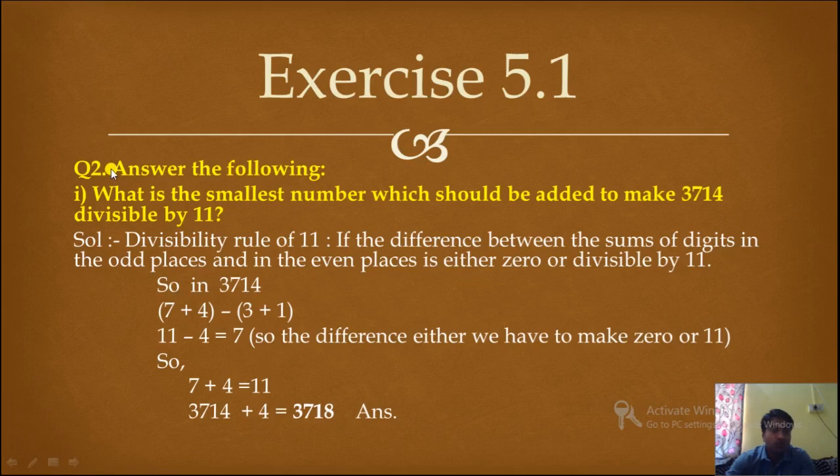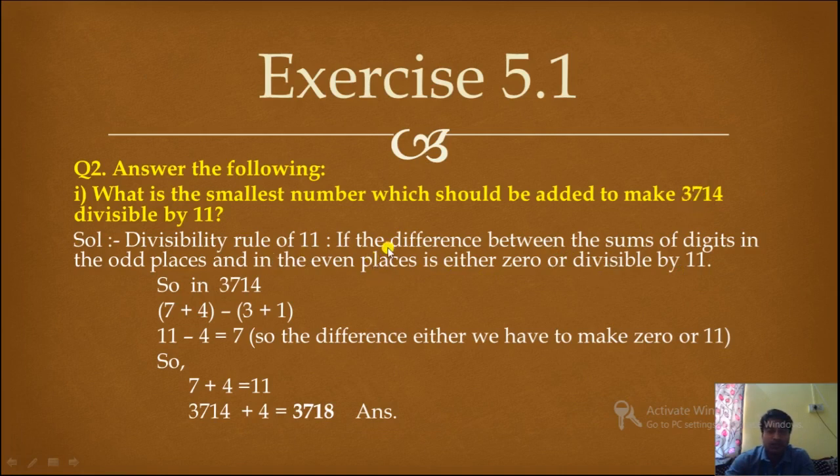Now question number 2, answer the following. What is the smallest number which should be added to make 3714 divisible by 11? So first here also we have to think of the divisibility rule of 11. So what is the divisibility rule of 11? If the difference between the sums of digits in the odd places, that means 1 and 3, and in the even places, is either 0 or divisible by 11. Even places, that means 2 and 4.